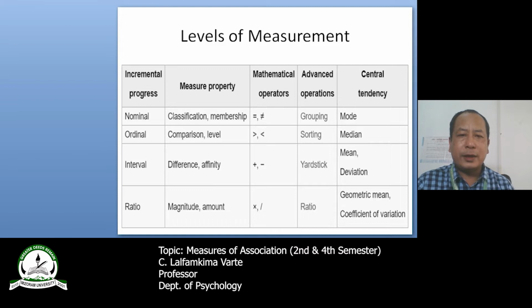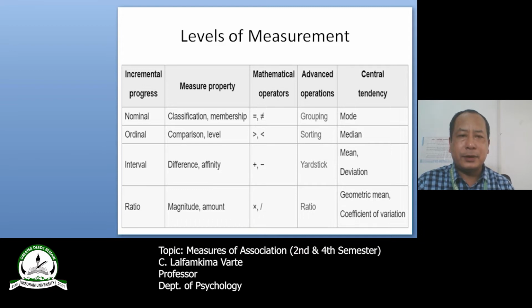At the highest level, that is the ratio level measurement, we can have the ratio, which can be expressed in terms of magnitude or amount. The mathematical operations that are applicable are plus, minus, divide, and multiply. Hence, we can have a ratio of, say for example, score on variable x divided by score on variable y. The central tendencies applicable are the geometric mean and the coefficient of variation.